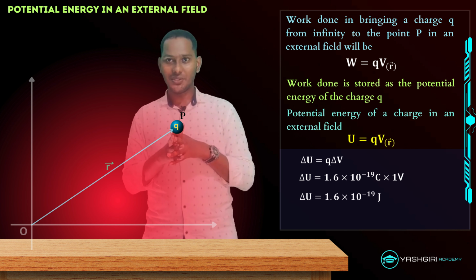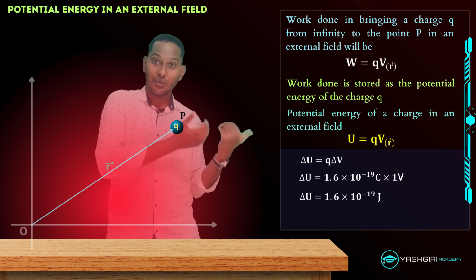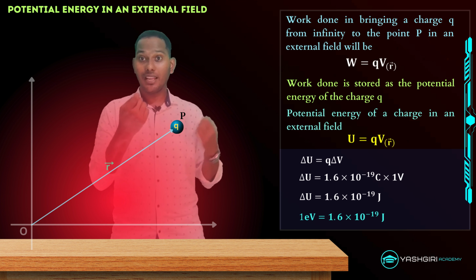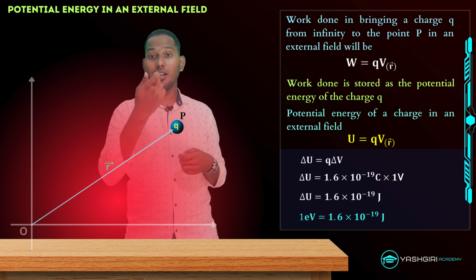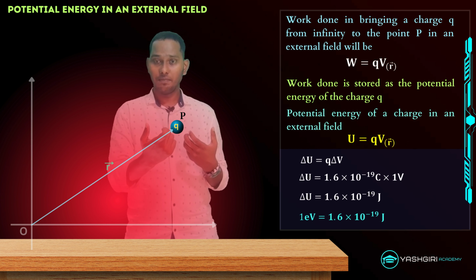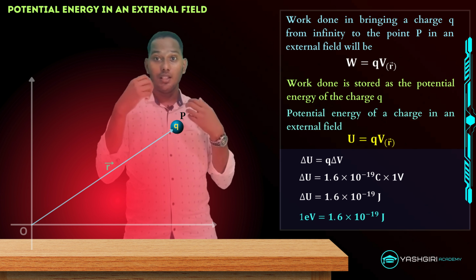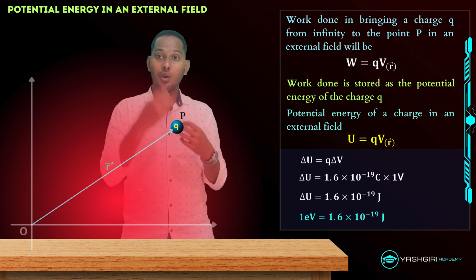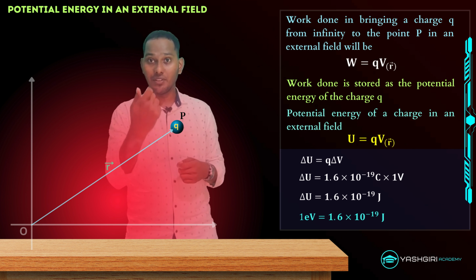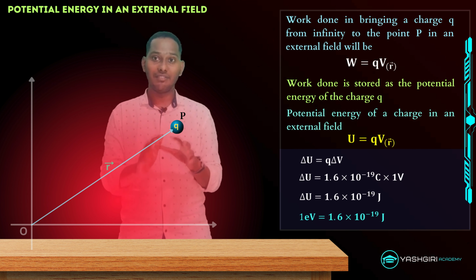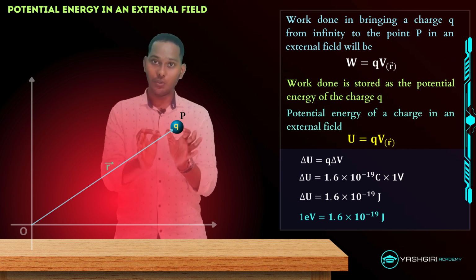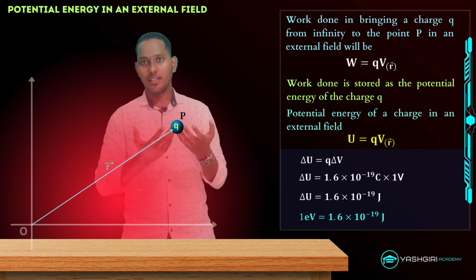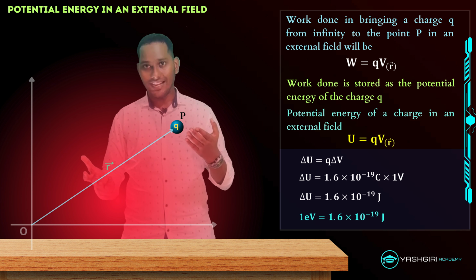In atomic physics, students, we also take the unit as electronvolt. So what is 1 electronvolt, students? I'll say it's nothing but the change in potential energy, or else the gain or the loss in potential energy, by an electron when it moves across a potential difference of 1 volt. So this is how I can define the electronvolt. Now, students, this is for a single point charge that I have moved into the external field.